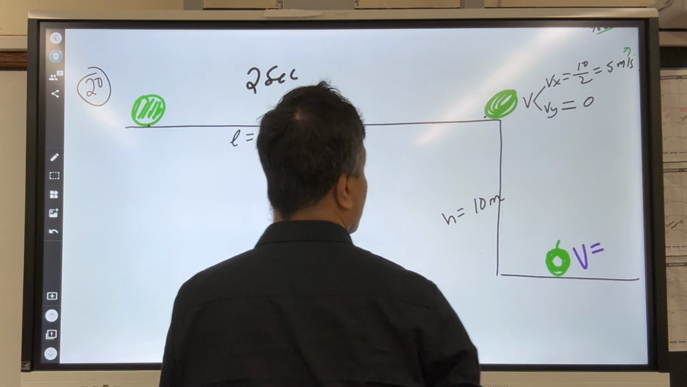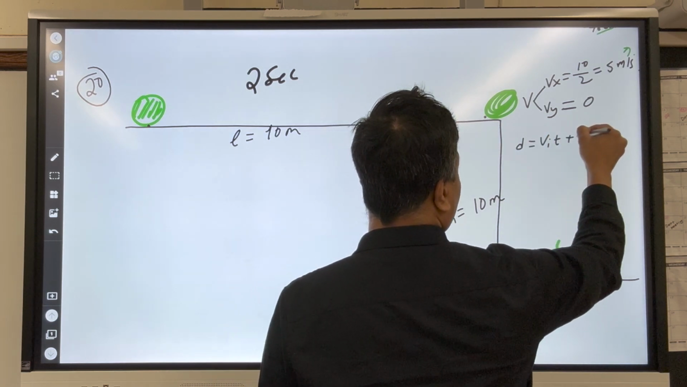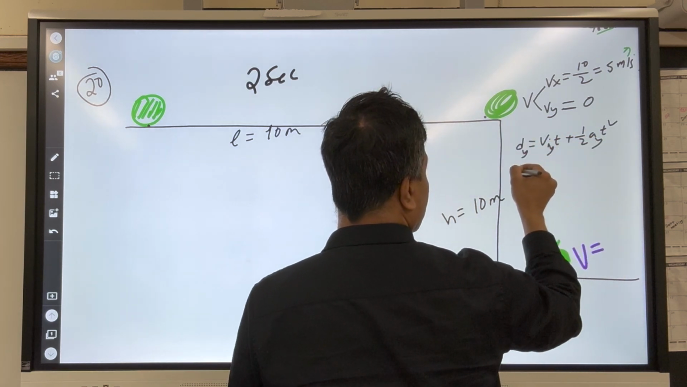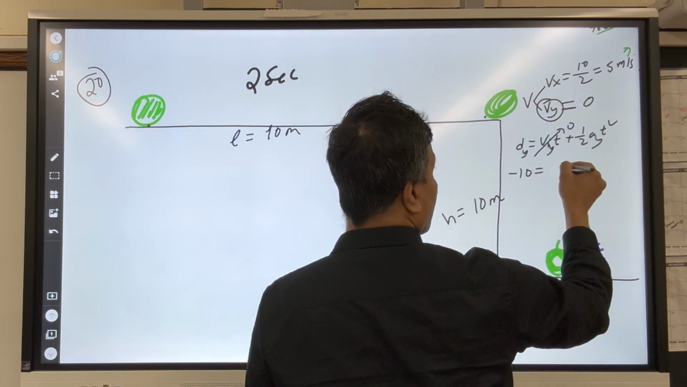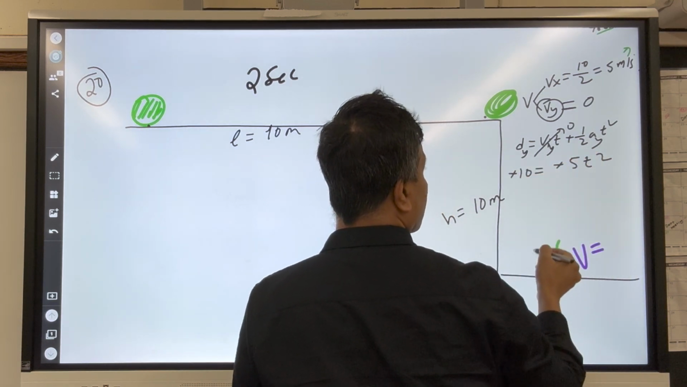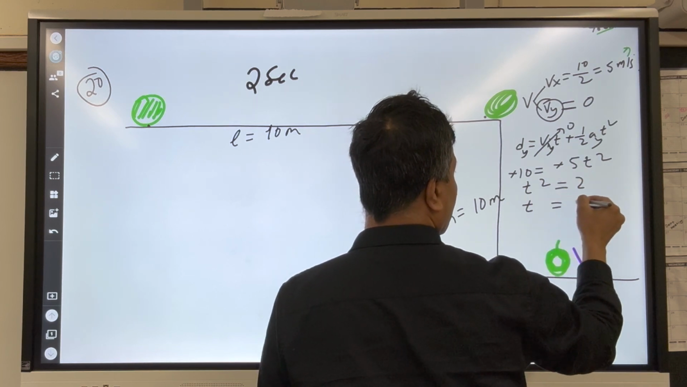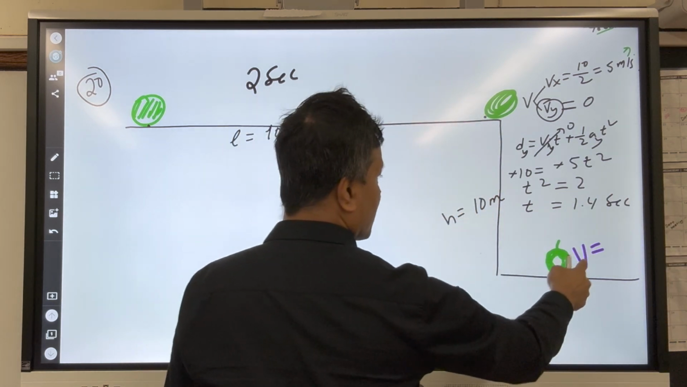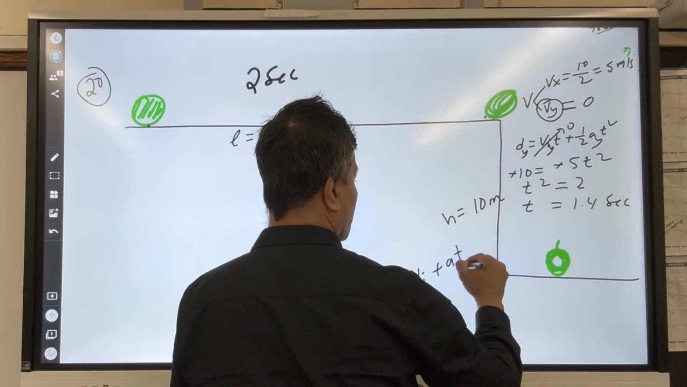That gives us time. So let's find the time. D is equal to Vi t plus half a t squared in the y direction, right? So this is negative 10, and this is 0 because the initial velocity is 0. 5t squared, negative, negative cancel. So 5t squared is equal to 10, t squared is 2, so t is 1.4 seconds.